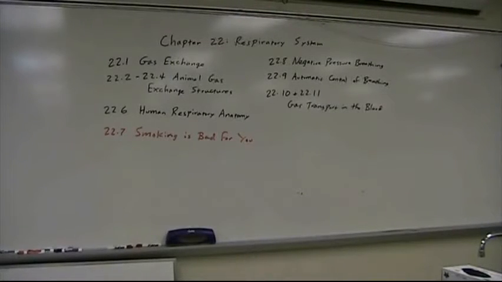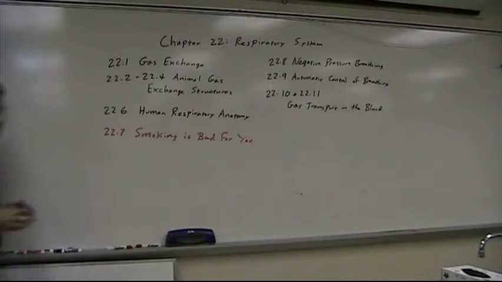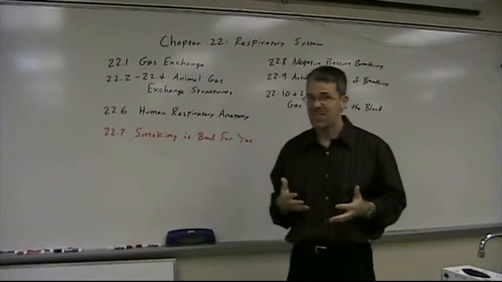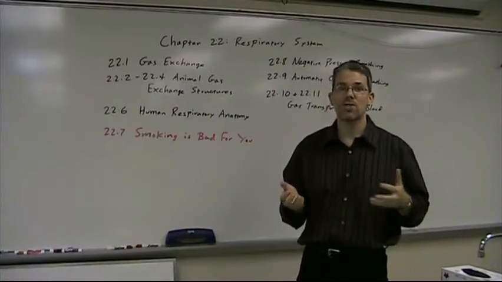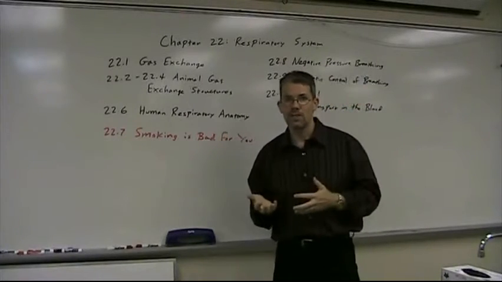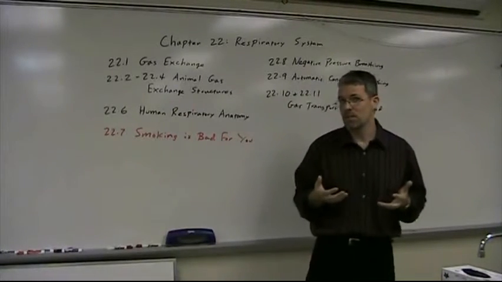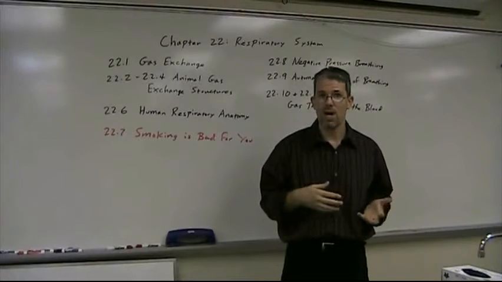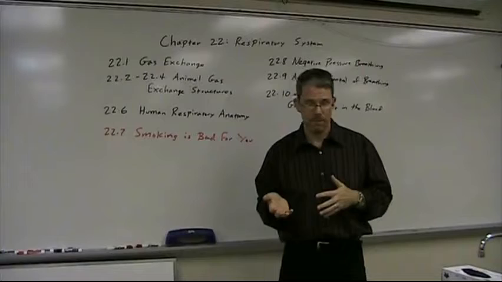This is a review of Chapter 22, the respiratory system. In Section 1, it discusses the purpose of respiration, which is gas exchange. Gas exchange is how oxygen gets into the body and how carbon dioxide gets out of the body. The purpose is because of cellular respiration. Cellular respiration requires oxygen and produces carbon dioxide.